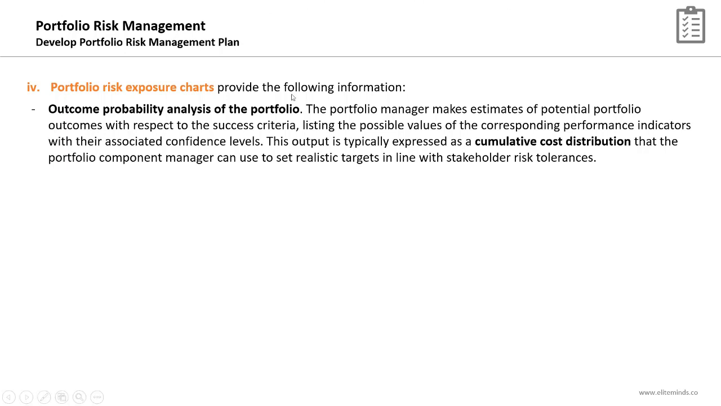An example is the Monte Carlo simulation. It will give you the confidence level of meeting a specific budget for the portfolio or completing the portfolio on a specific date. This output is typically expressed as a cumulative cost distribution that the portfolio component manager can use to set realistic targets in line with stakeholder risk tolerances.